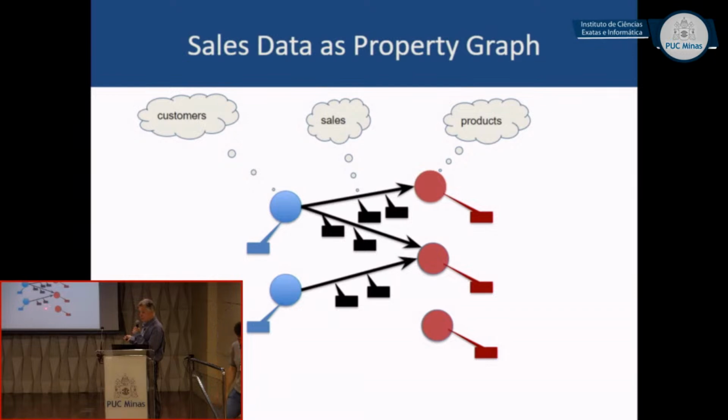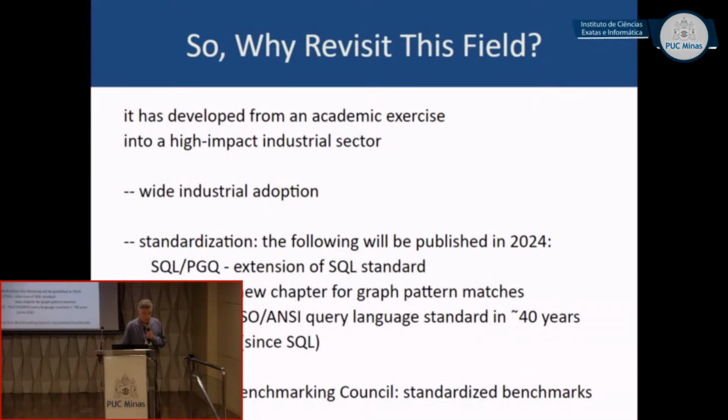The node in the middle here is bought by two customers. This customer buys two products, and so on. Okay, so why revisit the field from a research point of view? Well, first of all, as opposed to Graph 1.0, back when I was getting excited about this, that was a simple academic exercise. There were only academic research prototypes. There were no commercial products.